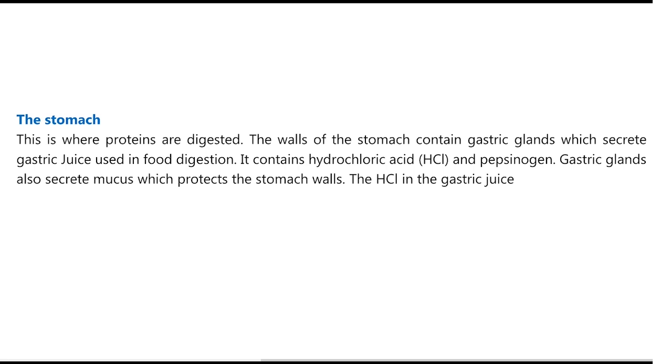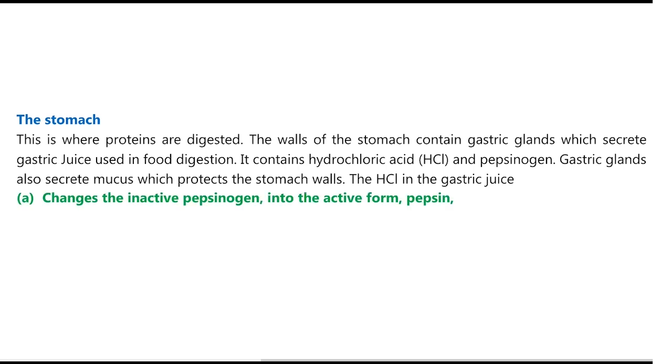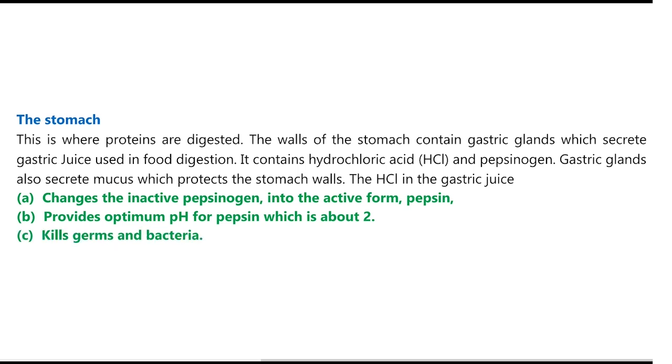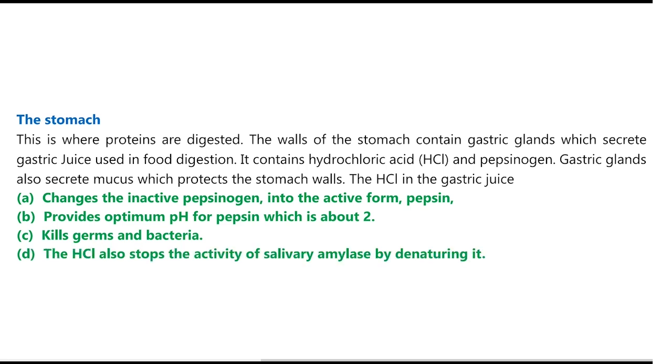The HCl in the gastric juice, 1. Changes the inactive pepsinogen into the active form pepsin. 2. It provides an optimum pH for pepsin to work better. The pH is about 2. The hydrochloric acid also helps kill germs and bacteria. The hydrochloric acid also stops the activity of the salivary amylase by denaturing it.